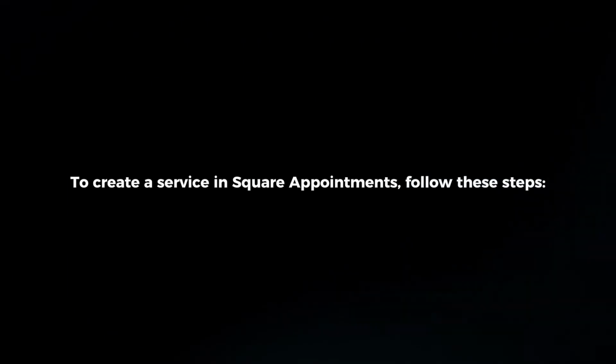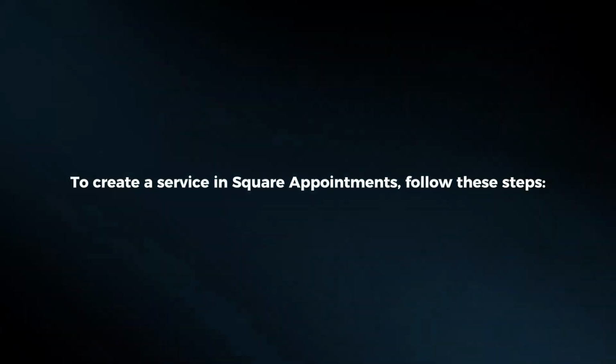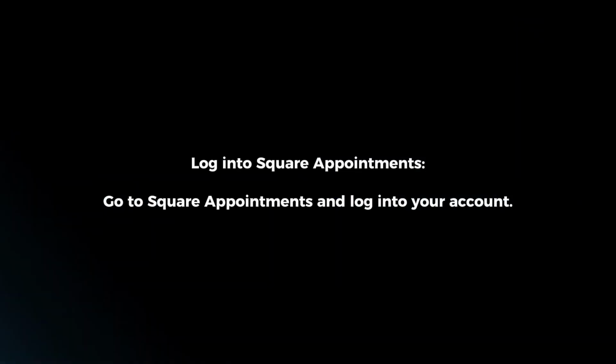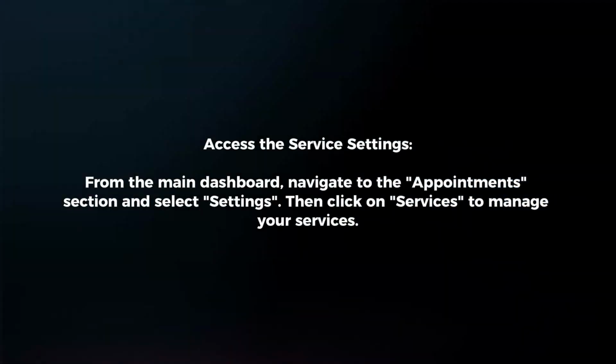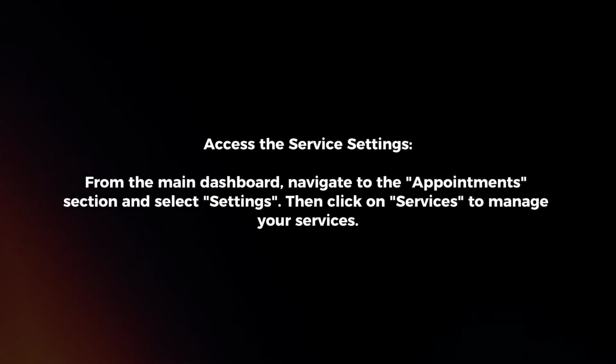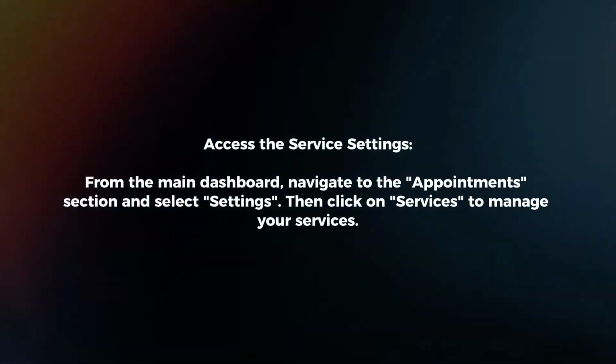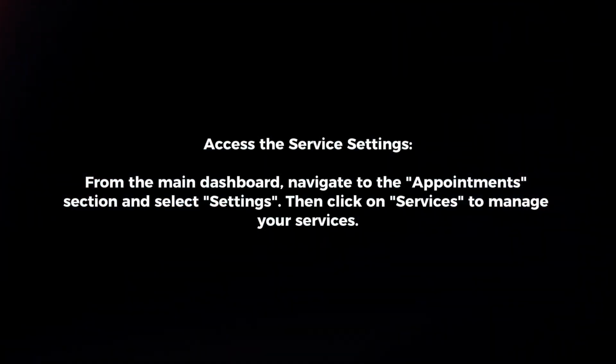To create a service in Square Appointments, follow these steps. Log into Square Appointments. Go to Square Appointments and log into your account. Access the service settings. From the main dashboard, navigate to the Appointments section and select Settings. Then click on Services to manage your services.